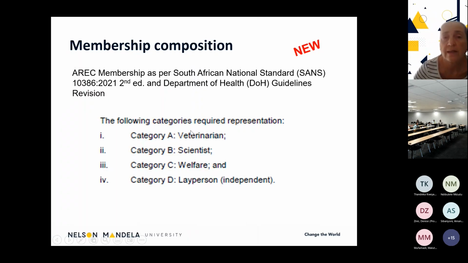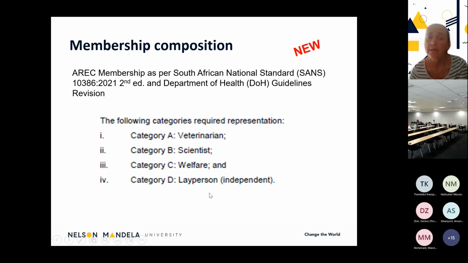So the membership composition, and this is changing now, it's currently happening. It is prescribed by the Animal Research Ethics Committee membership as per the South African National Standard, the SAN standard, as well as the Department of Health. So they say each university or each formal registered ethics committee for animals in South Africa should have category A, B, C, and D members. Category A is a veterinarian. I'm on the committee as a scientist with my knowledge of medicine. Then there's welfare, and then there's also an independent layperson.